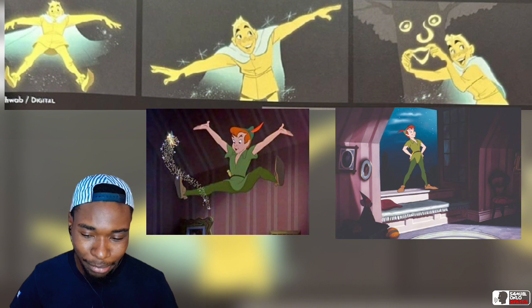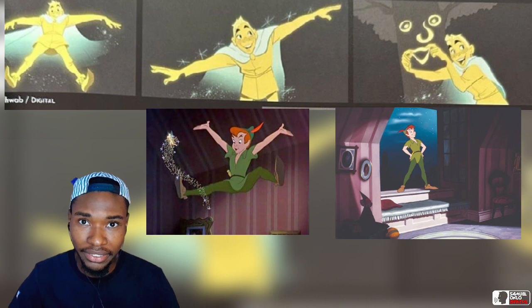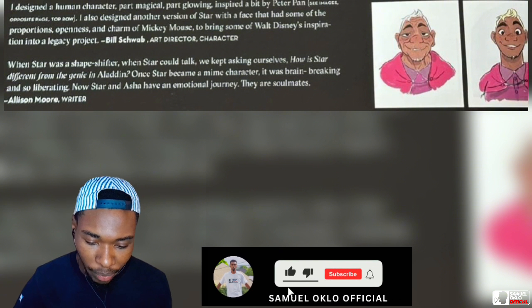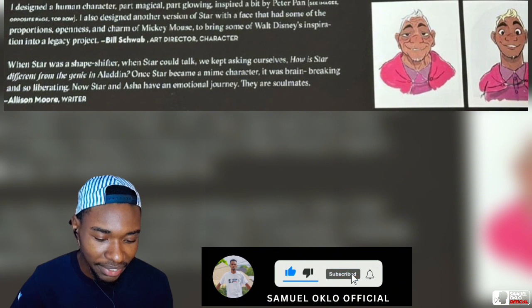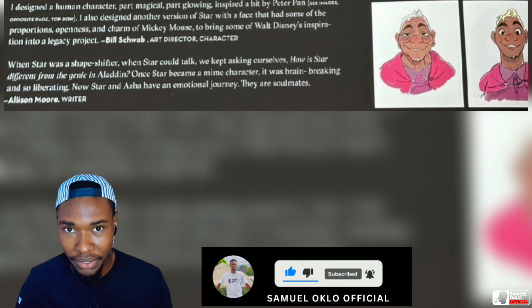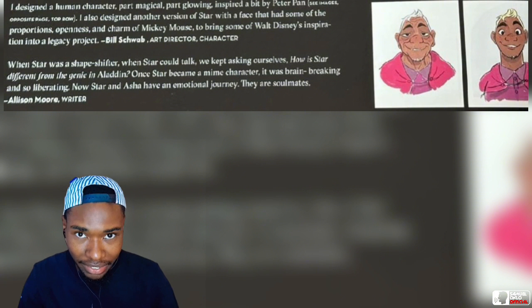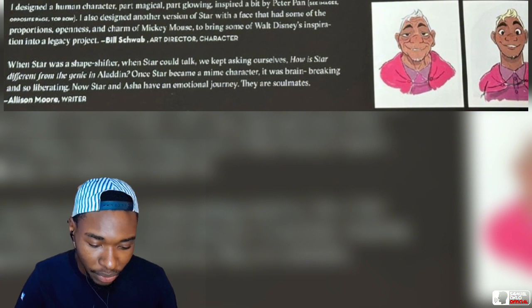That was what they were exploring for this character before they shifted to Star being a shape-shifting being. But then when Star was a shapeshifter, when Star could talk, we kept asking ourselves, how is Star different from the genie in Aladdin? Because the genie could also turn into different things, and was bubbly and upbeat and all that. So once Star became a mime character, that's the final product, it was brain-breaking and also liberating.